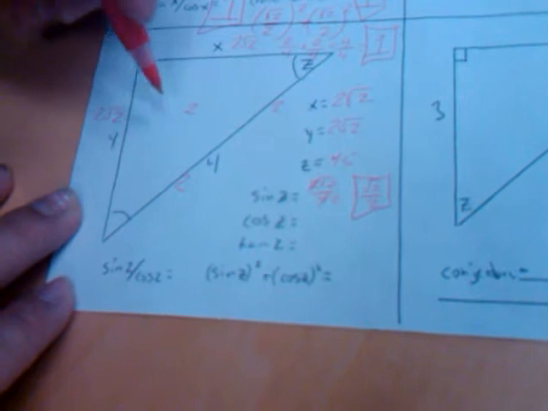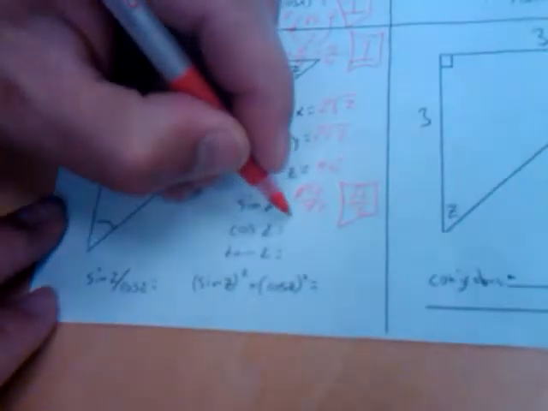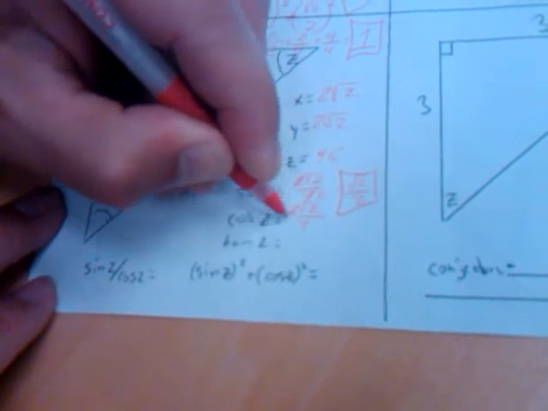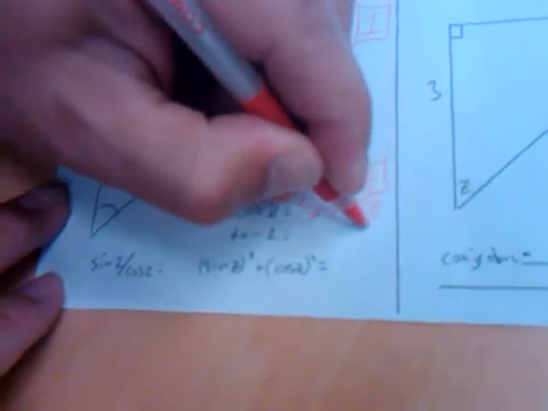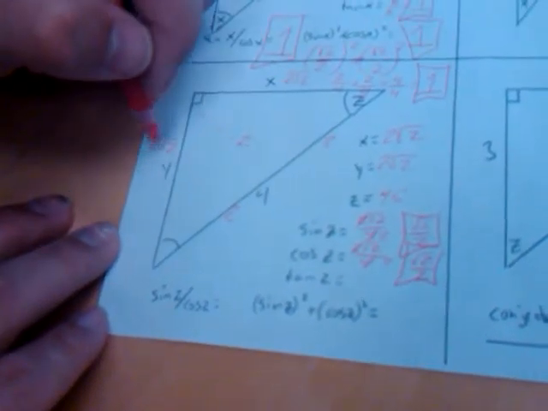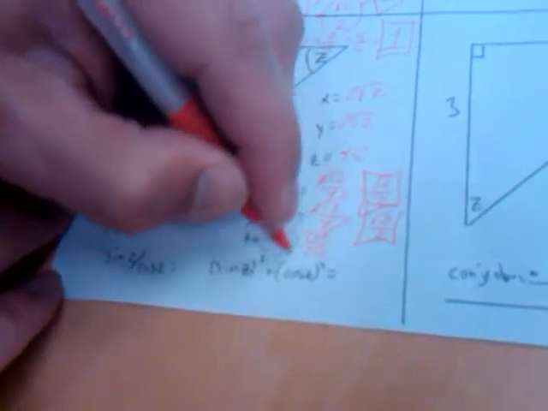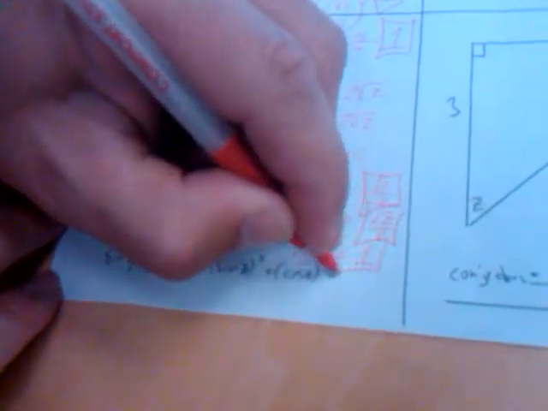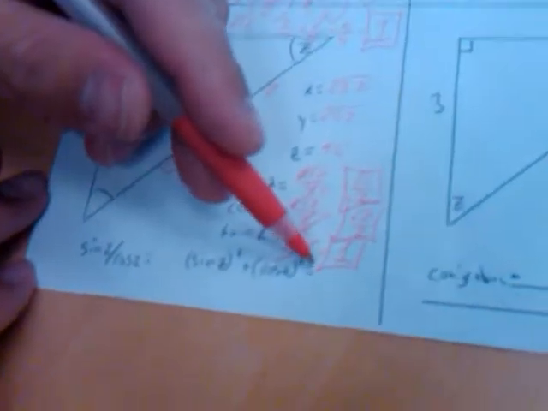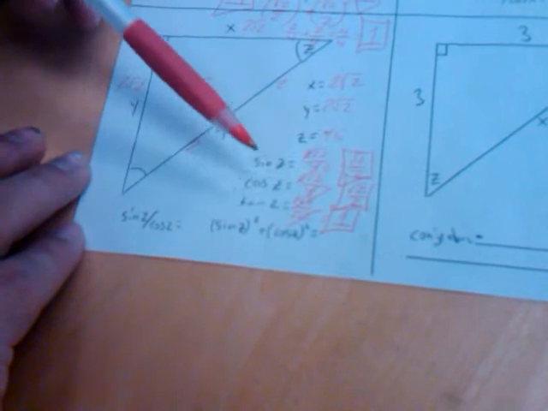Cosine of z, adjacent over hypotenuse. Again, 2 square root of 2 over 4, it reduces, and I end up getting the square root of 2 over 2 again. And the tangent of z is going to be opposite over adjacent. So the opposite is 2 square root of 2 over 2 square root of 2. Anytime you have exactly the same thing on top and bottom, you get 1. So again, we got the exact same things as on the last problem. That's because 45, 90s have these rules. In a 45, 90, the sine is square root of 2 over 2, cosine is square root of 2 over 2, and tangent is 1, always.